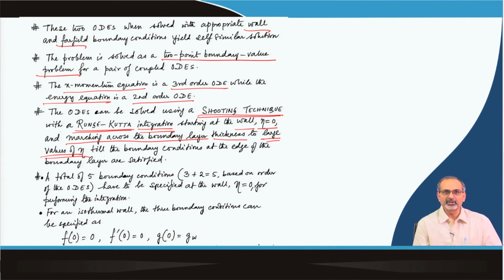Why do we call it a shooting technique? There is a reason behind it. We will explain soon. A total of 5 boundary conditions would need to be imposed at the wall.